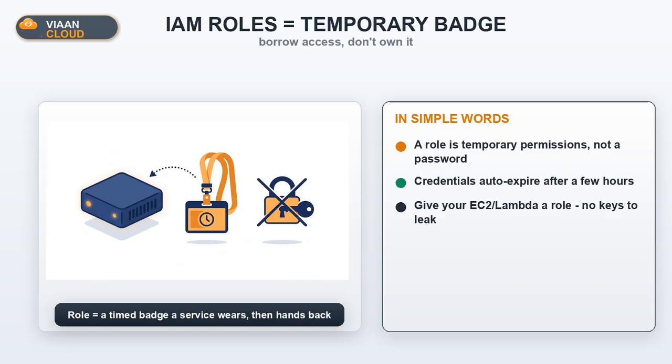Now the concept that confuses everyone but is genuinely elegant, IAM roles. A user is a permanent identity with a password. A role is different. It's a temporary set of permissions that something can put on, like borrowing a badge, use for a short while, and then hand back. Nobody lives in a role permanently. The credentials it hands out automatically expire after a few hours. This is perfect for your applications. Instead of hard-coding a permanent password into your EC2 server, you give the server a role. It silently borrows short-lived credentials as it needs them, and there are no long-lived secrets sitting around to leak.